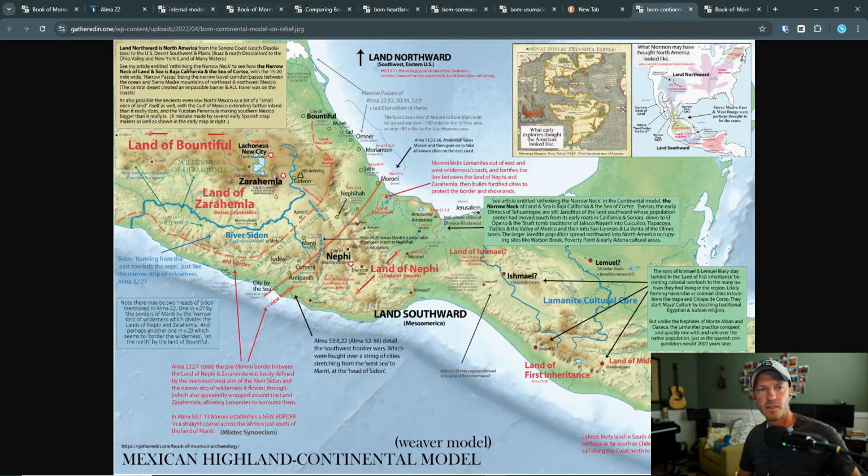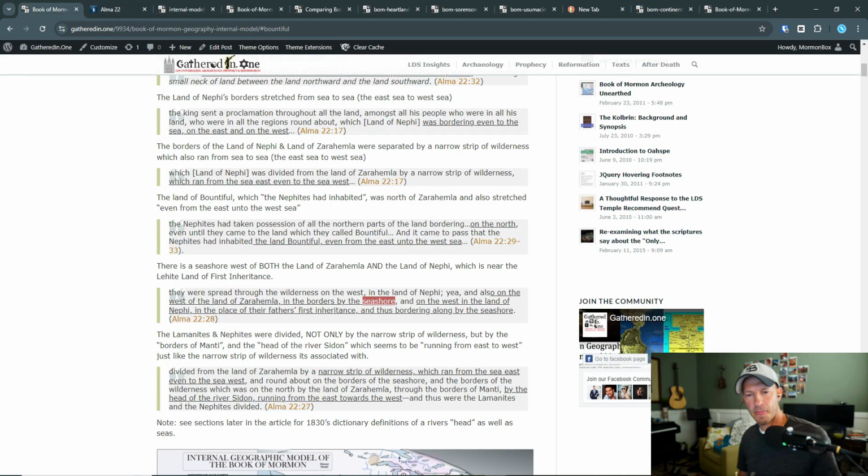Okay, so those are the three there. Let's move on to the next one. I think that's an important point, though. You can see which model has the stronger point.